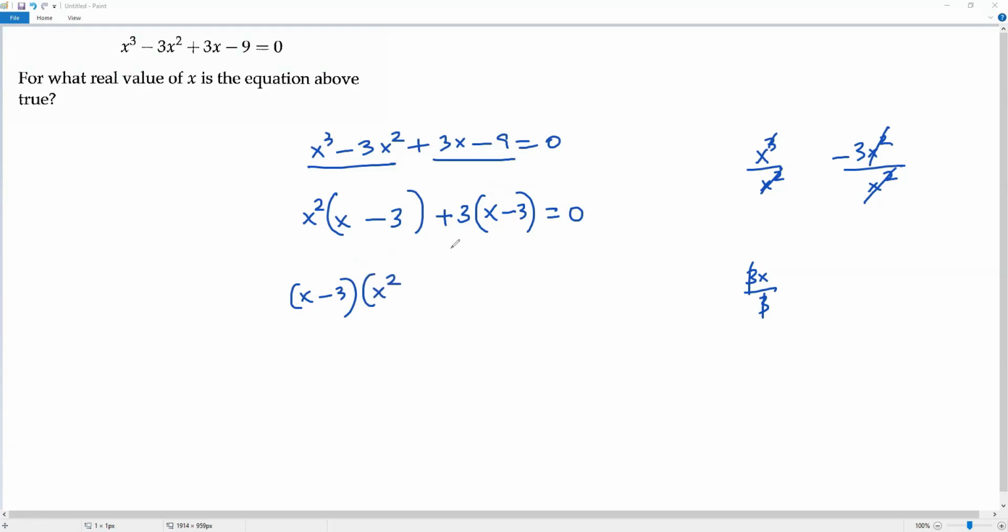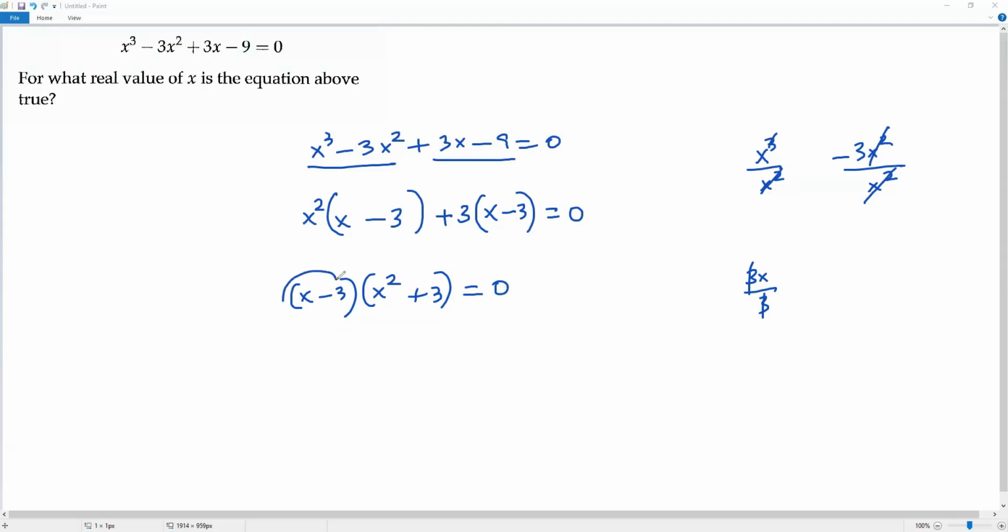To know what I have left in the second term, I divide the second term by the one I factored out, x minus 3. This will cancel out, so I'm left with positive 3. So the product (x minus 3)(x squared plus 3) equals 0. Here the product of these two binomials equals 0. Whenever the product of two quantities is equal to 0, one of the two quantities is equal to 0, or both quantities can be 0.